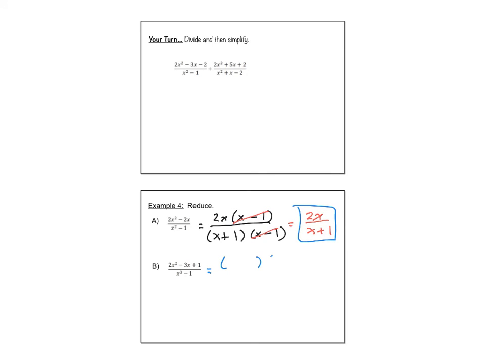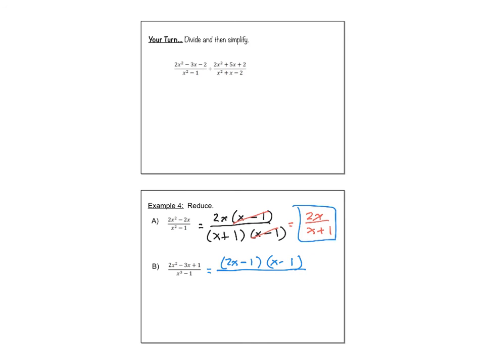Factor that numerator. What times what gives you 2x squared? It'd be 2x and x. What multiplies to give you 1, knowing you have to get a negative on the inside? So is it a plus plus or a minus minus? It has to be a minus minus. Check the inners and outers there. So you got a minus 2x and a minus 1x will give us a minus 3x, so that works.